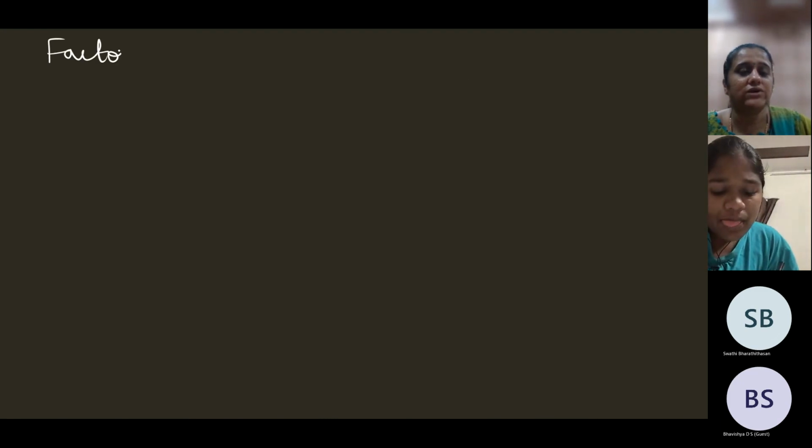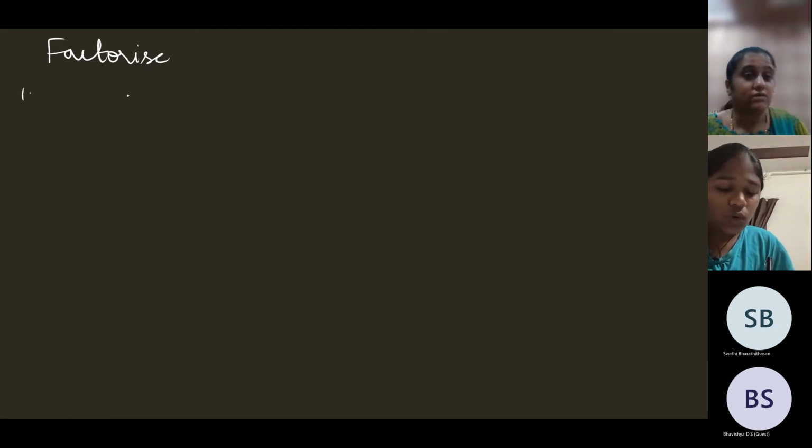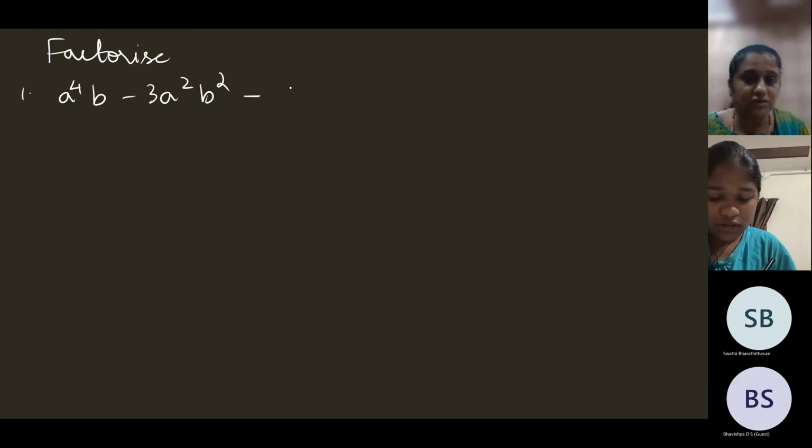Yeah, now the heading is factorize. The first one under this, factorize a to the power 4b minus 3a square b square minus 6a cubed, ab cubed.